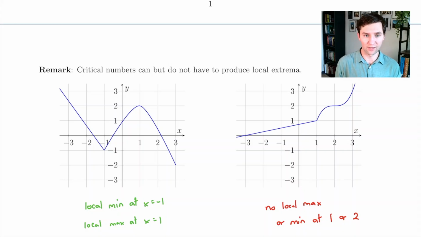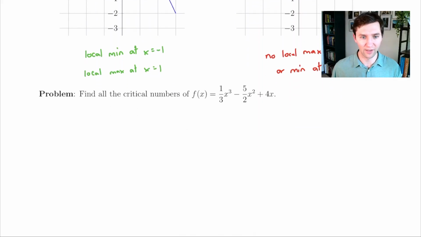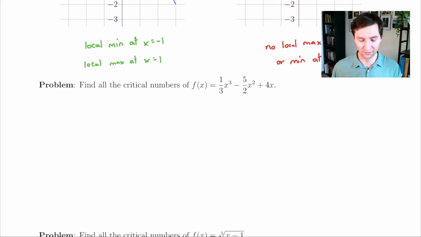Again, critical numbers can, but don't have to, give you local maxima or local minima. Let's learn how to find critical numbers algebraically. Given a function, we are looking for places for x's where the derivative doesn't exist or the derivative equals 0. Let's first find the derivative and see: are there any x's for which this derivative does not exist, and are there any x's for which this derivative equals 0?